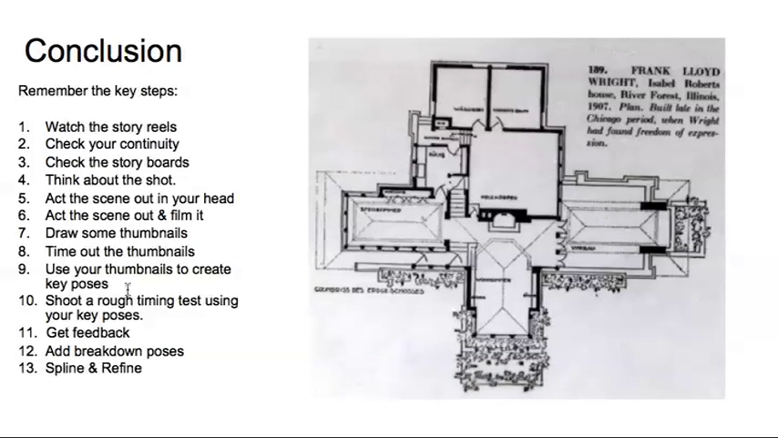And then once you've done that, use your thumbnails to create key poses in Maya. Shoot a rough timing test using those key poses on stepped curves, and throw in some extreme positions as well. So you have your key poses and your extremes. Then get feedback on that, add your breakdown poses, get more feedback, and then spline and refine your work. So that's the basic approach to blocking out a pantomime shot.